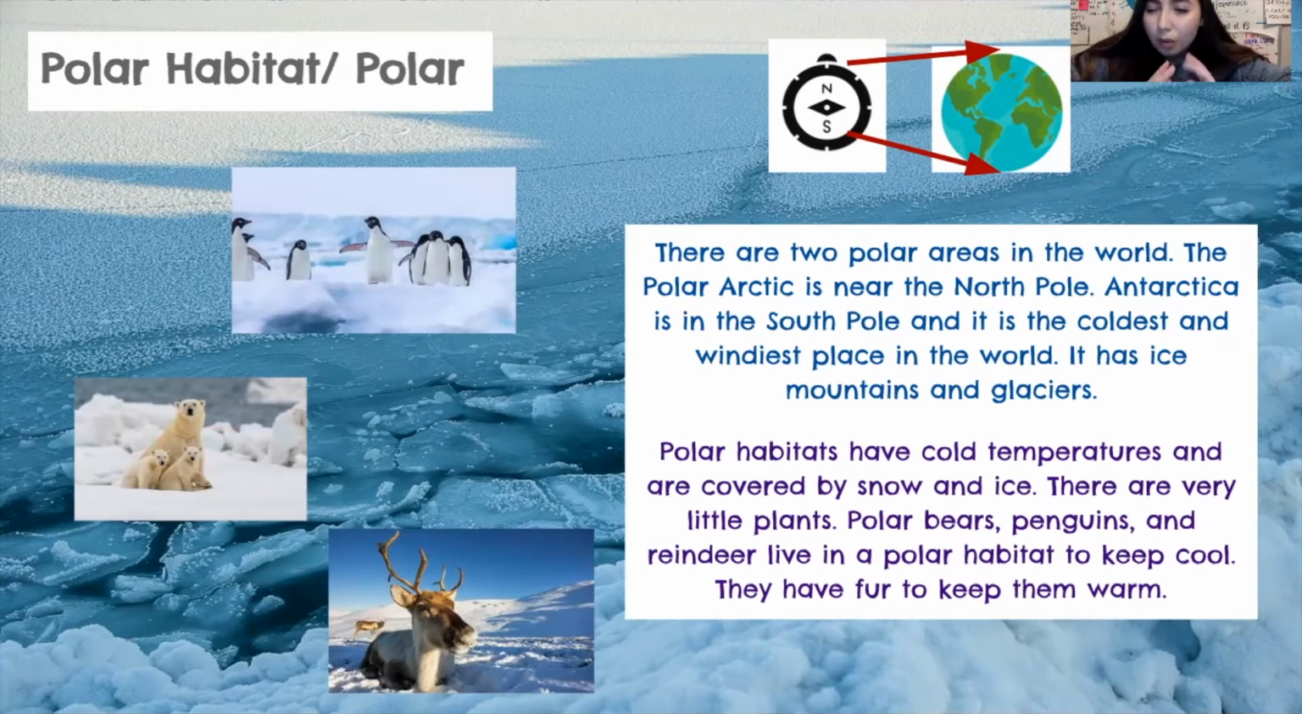And these poles are the coldest and windiest places in the world. And it has ice, mountains, and glaciers. So you can see here that polar habitats have cold temperatures and are covered by snow and ice, which makes them very, very unique. Unique means different.